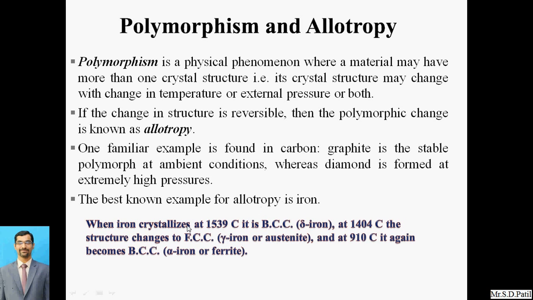When iron crystallizes at 1539 degrees Celsius, it is in the BCC structure, that is delta iron. At 1404 degrees Celsius, the structure changes to FCC. BCC means body centered cubic structure, and FCC means face centered cubic structure. That is gamma iron or austenite. And again at 910 degrees, it comes back to BCC, that is alpha iron or ferrite. So delta iron or delta ferrite, then gamma iron or austenite, and alpha iron or alpha ferrite.